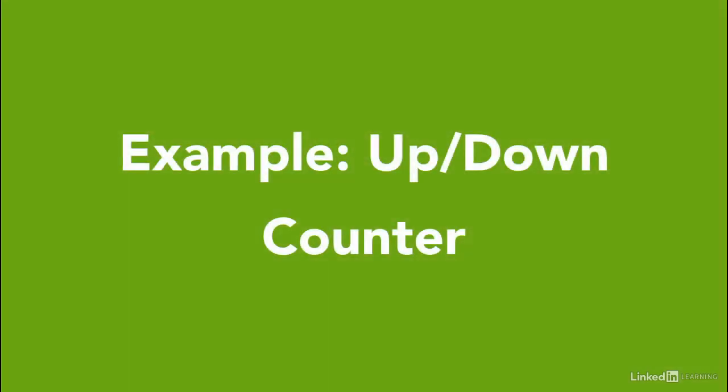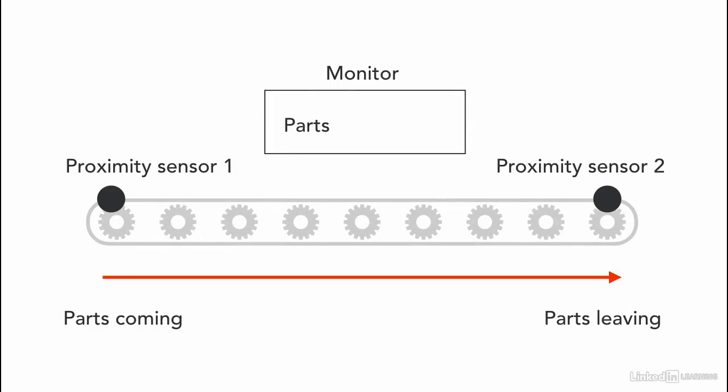The last example is combining up and down counter. So let's take an example where we need to keep track of the net number of parts on a conveyor. The number of parts going onto the conveyor is counted by a proximity sensor, and the number of parts leaving the conveyor is counted by another proximity sensor.